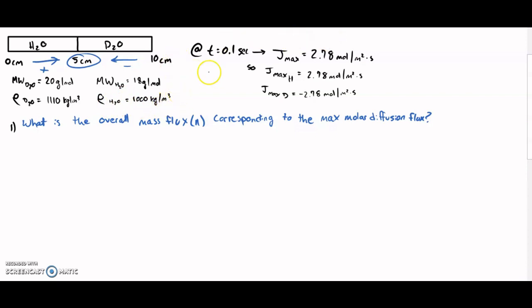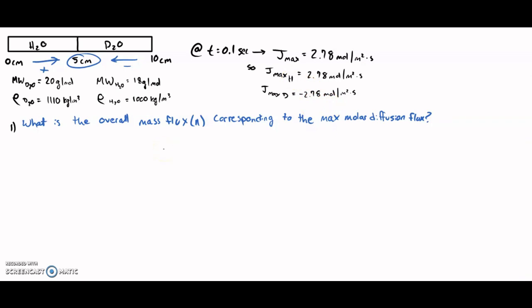We have been told that at t equals 0.1 seconds, the max molar diffusion flux is 2.78 moles per meter squared times seconds. And when I look at that, I interpret that as since H2O is diffusing in the positive direction, the molar diffusion flux for water will be a positive 2.78, and since the D2O is diffusing in the negative direction, it has a molar diffusion flux of negative 2.78.